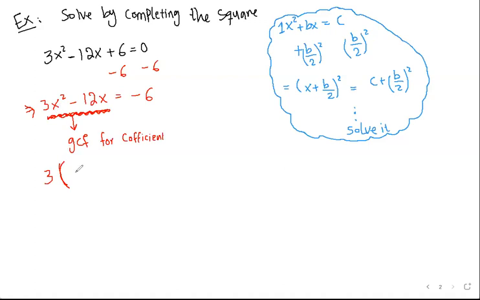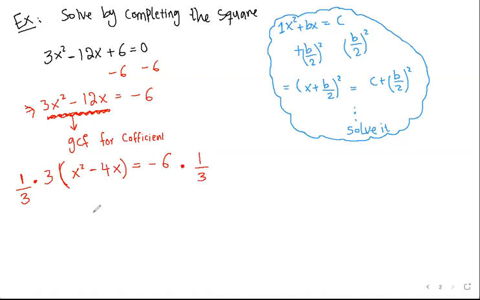Is a 3. And the remaining here, x squared minus 4x equal minus 6. Now look, the coefficient of x squared is 1 now. So it's good. This is what I need. Now, to make these things exactly like this one, I have to divide by 3, or I have to multiply by 1 over 3 for both sides.